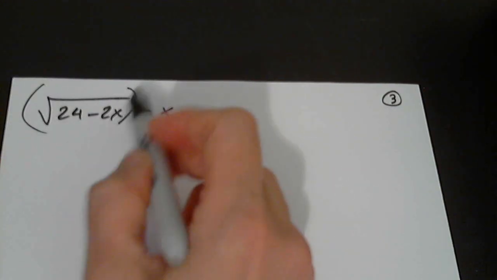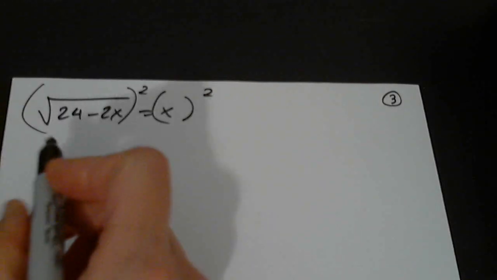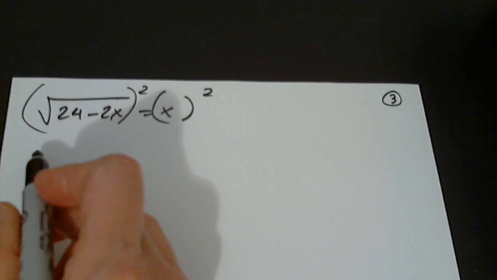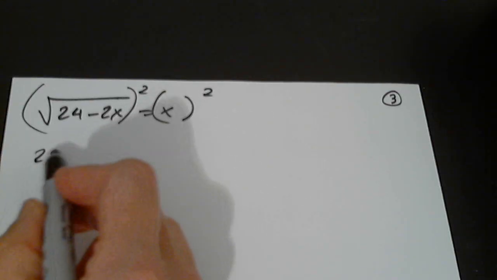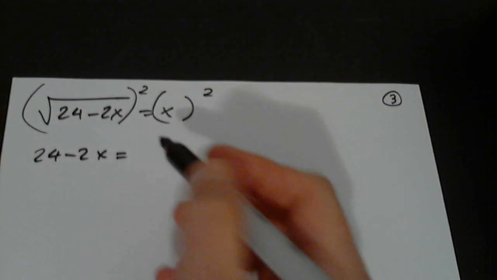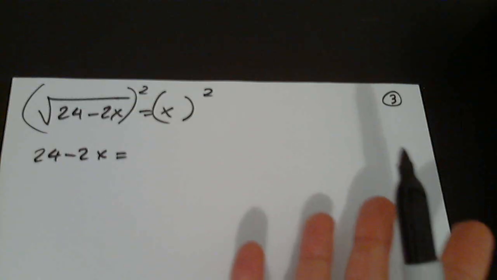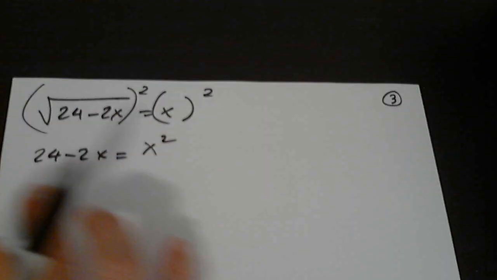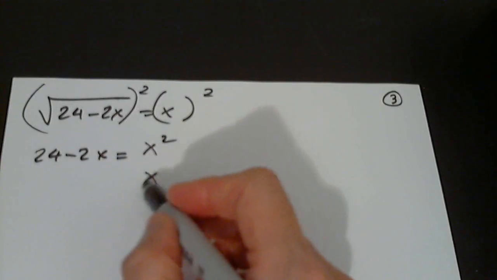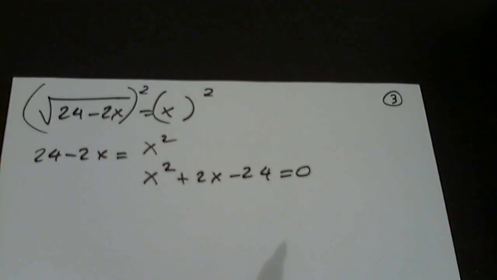Good. The same idea. We will square both sides. The left-hand side is easy. Can anyone give us the left-hand side? 24 minus 2x. Of course. Can anyone give us the right-hand side? X squared. That's it. I move everything to one side. X squared plus 2x minus 24 equals 0.